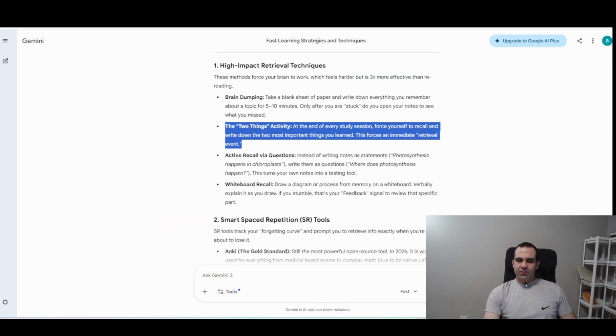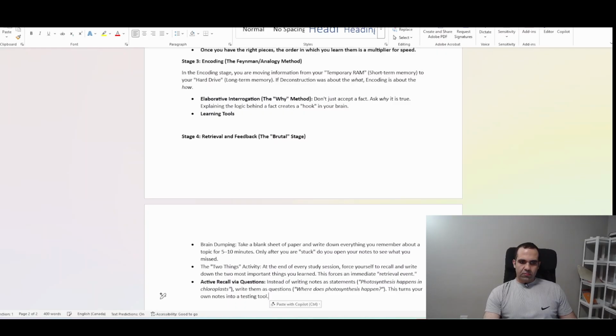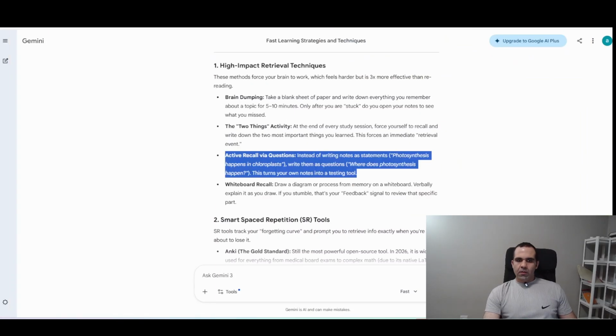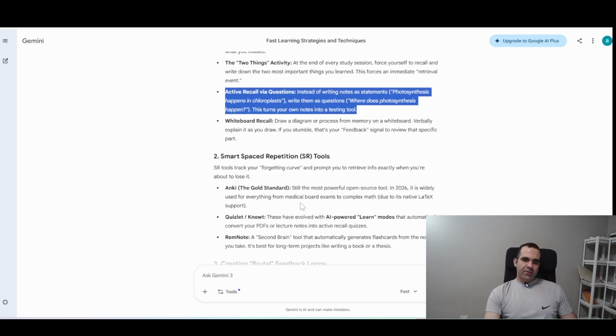Active recall via questions: instead of writing notes as statements, write them as questions. This turns your own notes into a good testing tool. Whiteboard recall: draw a diagram or process from memory on a whiteboard and verbally explain it as you draw. If you stumble, that's your feedback signal to review that specific part.